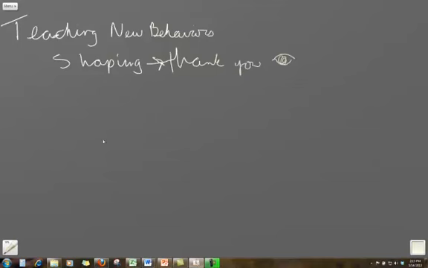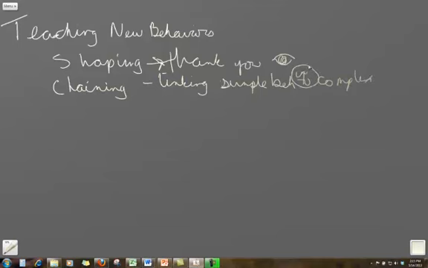That's shaping. We also have a process called chaining. And chaining involves connecting together several simple behaviors into a more complex behavior. So we have linking simple behaviors into a complex behavior. Okay? Into a complex behavior. Not just to, but into complex behavior.